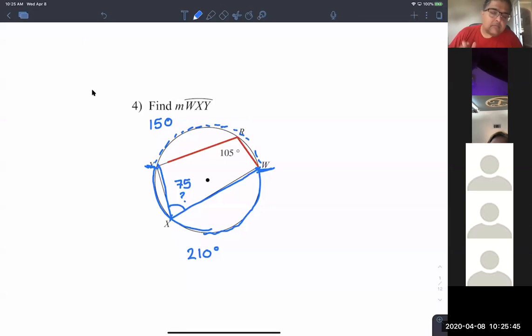Now, look at this quadrilateral, WXYR, okay? WXYR. That is an inscribed polygon because all of its vertices are on the circle, okay? Now, look at angle X and angle R. What does angle X plus angle R equal?